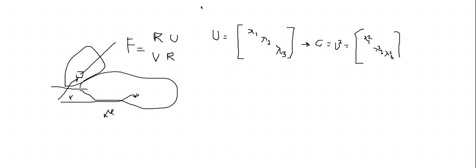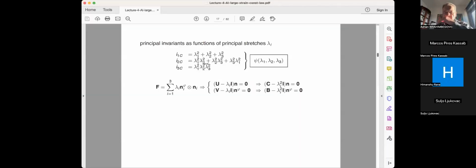So the computation of these invariants is very simple. The trace will be the sum of these three, and then the second invariant is basically lambda 1 squared times lambda 2 squared plus lambda 2 squared times lambda 3 squared plus lambda 3 squared times lambda 1 squared, and then the determinant is simply the product of these three, that is lambda 1 squared times lambda 2 squared times lambda 3 squared.